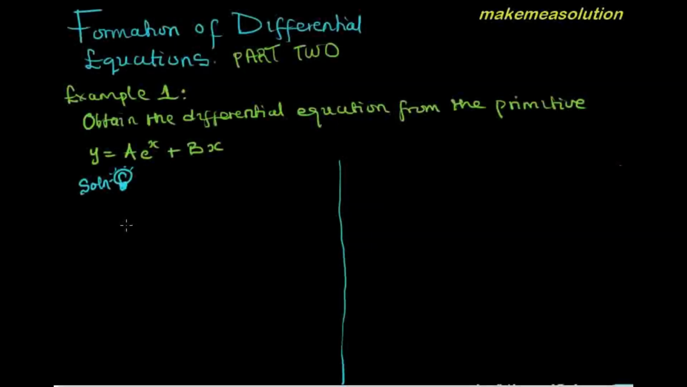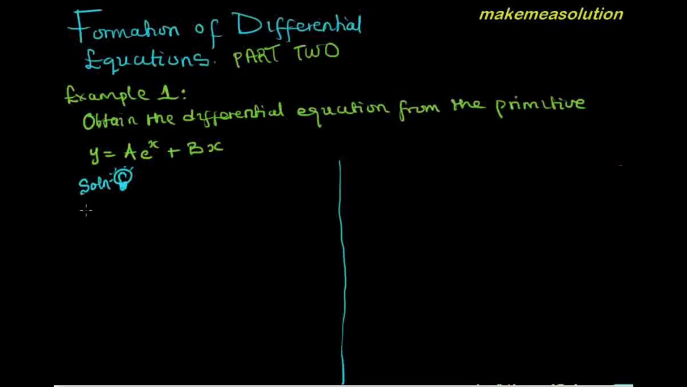We're going to be continuing from where we stopped at the last class, formation of differential equations. So this is part 2. Let's take the following examples. Obtain the differential equation from the primitive y equals a e^x + bx. So straight on with this one.